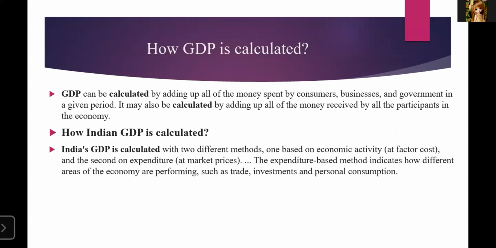How GDP is calculated. GDP can be calculated by adding up all the money spent by consumers, business, and government in a given period. It may also be calculated by adding up all the money received by all participants in the economy. How Indian GDP is calculated. India's GDP is calculated with two different methods. One based on economic activity at factor cost, and the second on expenditure at market prices. The expenditure based method indicates how different areas of the economy are performing, such as trade, investment, and personal consumption.